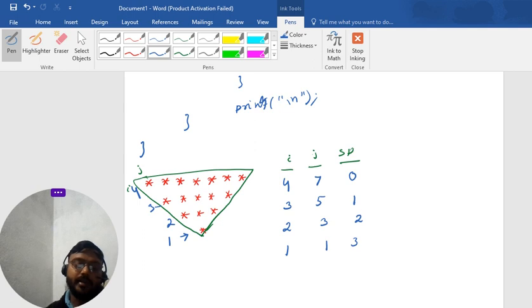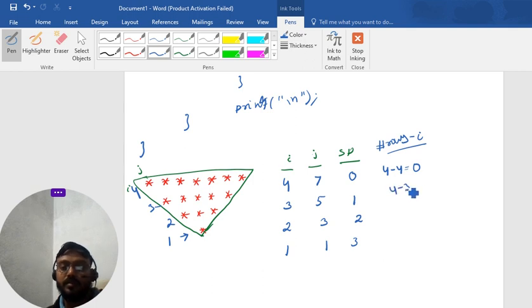So now, if you try to find out the relationships, this is nothing but 4 minus 4, right? Because 0. So that means whatever the number of rows minus I, right? Number of rows is 4 minus 4, that is 0. 4 minus 3, that is 1. 4 minus 2, that is 2. 4 minus 1, that is 3. This is the SP relationship.